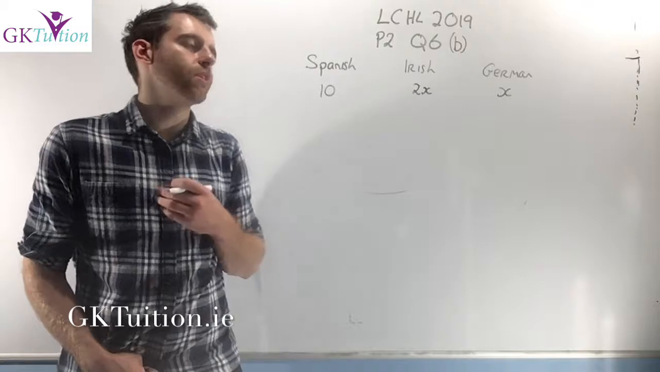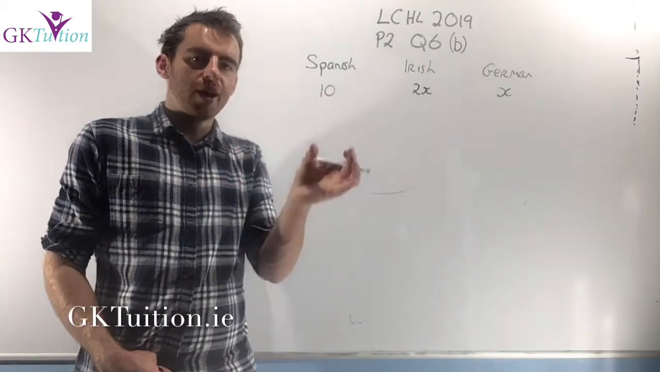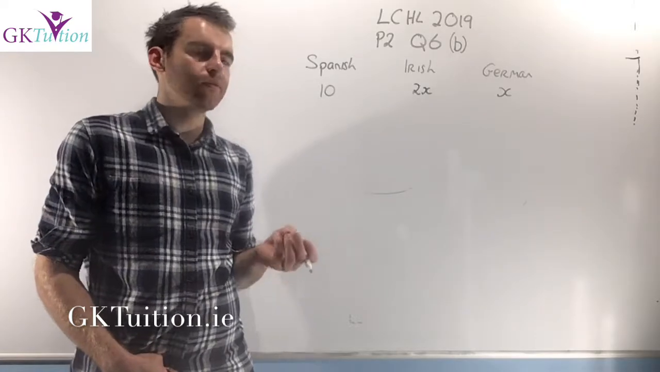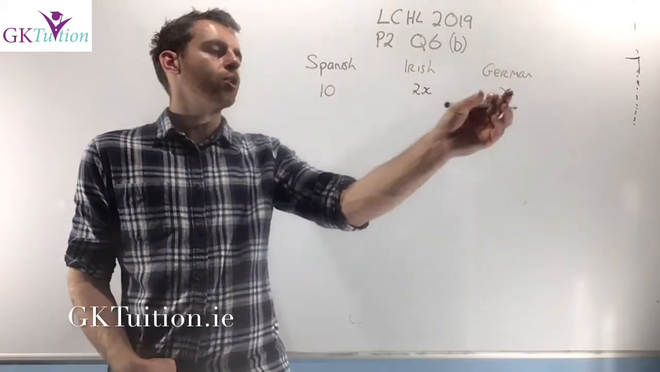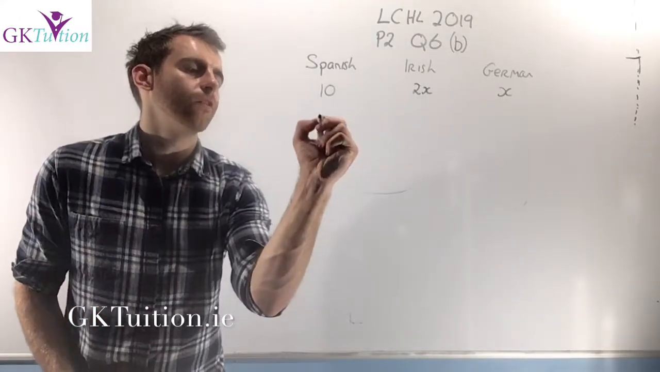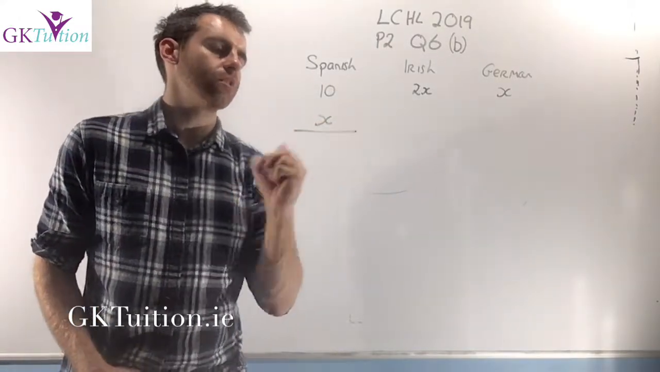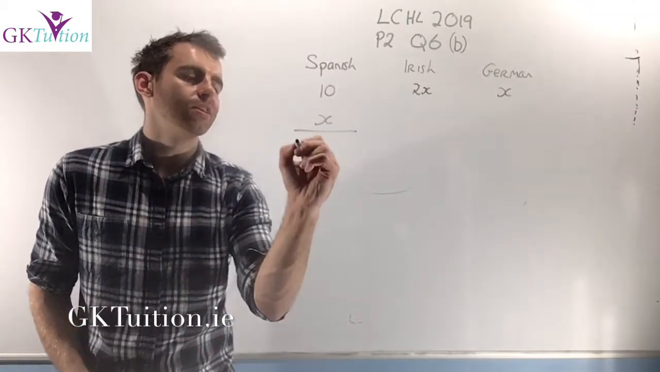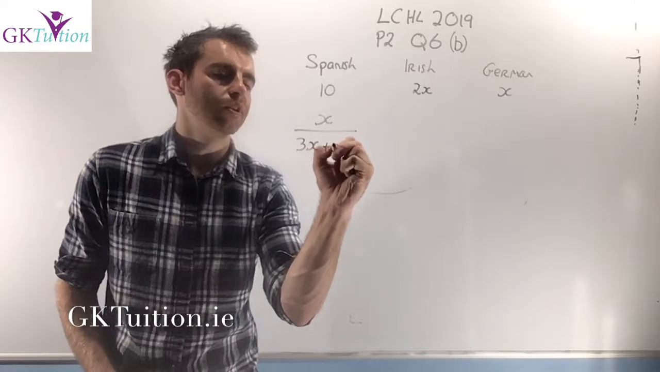First of all, you should realize I need to write a fraction to describe the probability the first child is German. The probability the first child is German is the number of German children over the total number of children. So the probability the first child is German is x, which is the total number of Germans, over the total number of children, which in this case would be 3x plus 10.